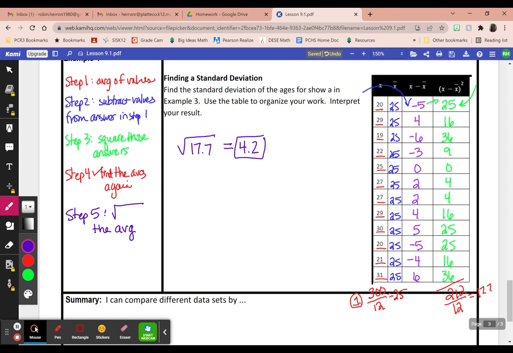Okay, this means that the typical age for a contestant on a show differs by 4.2 years from the mean. Okay, so our first mean was 25. This one is 17.7. So it differs by about 4.2 years. Okay, so standard deviation process. Find the mean, use that to subtract from the first set of values, square it, find the mean again, and then take the square root of that number. Okay? Good job.